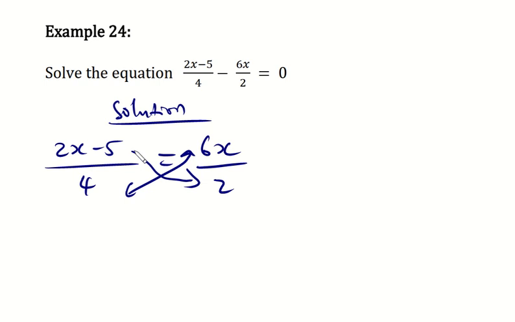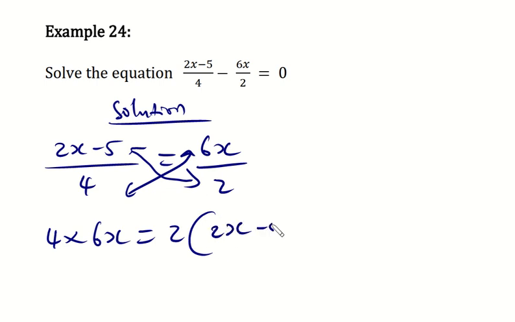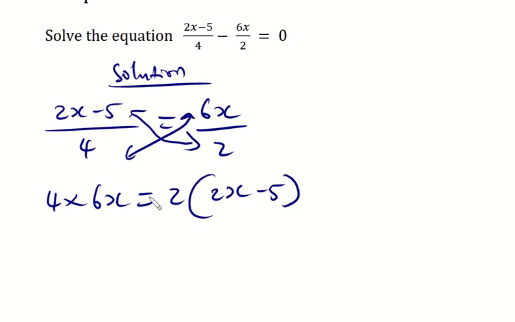So with the arrows here, all right? Now, that would be 4 times 6x is equal to 2, open a bracket like I told you before, 2x minus 5. It's time to simplify. What's 4 times 6x? That's 24x. Open up this bracket. 2 times 2x is 4x. 2 times minus 5 is what? Minus 10.